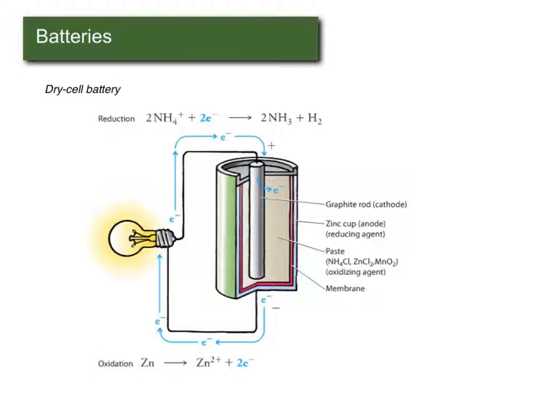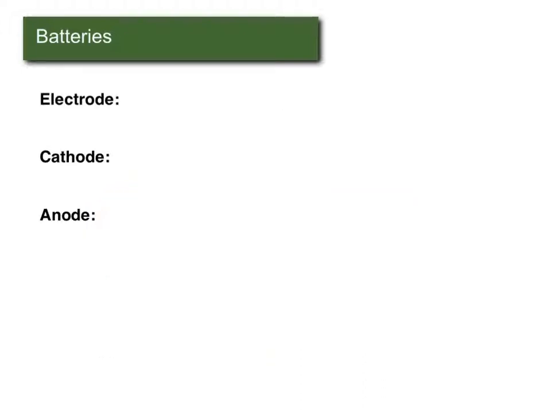In this particular redox reaction, the oxidation is zinc going to zinc 2+, losing 2 electrons, and the reduction is ammonium ions gaining electrons to make ammonia and hydrogen. This is all contained in one piece, and you can see that there are various layers in the battery, and then there's a graphite rod in the middle that allows the electrons to flow in and out of the battery.